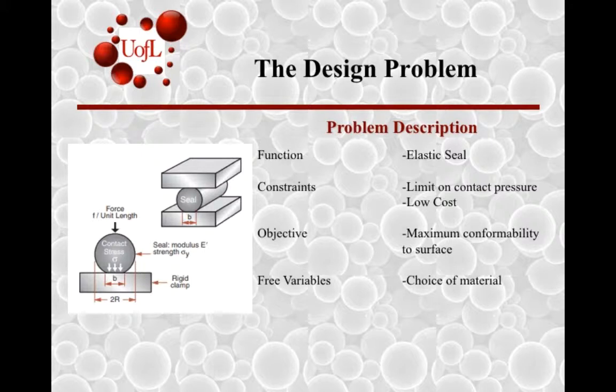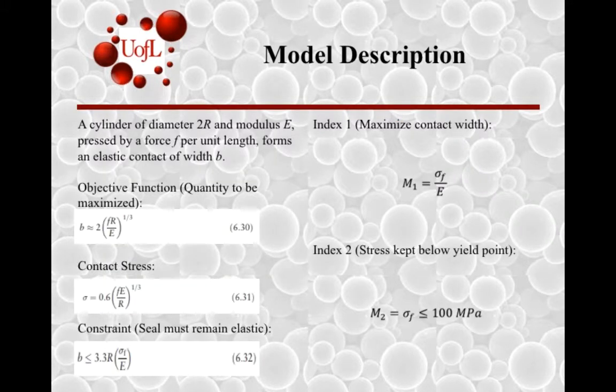And so you're trying to maximize the width, that B right there, that the seal makes contact with the two surfaces that it presses against, and then 3 variables are your choice of material, where you get to pick. And so model description, you have a cylinder, diameter 2r, and a modulus E, pressed by a force F per unit length, forms elastic contact of width B. So your objective function, the one you want to maximize is that width, and you're given B equals 2 times the cubic root of FR over E.